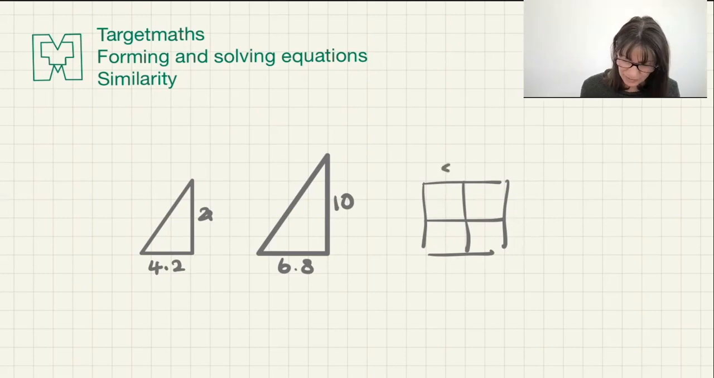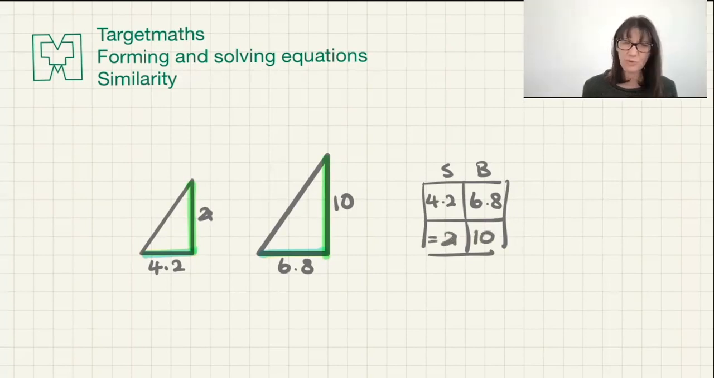Okay, so I've got small triangle, big triangle. So I pop my labels on. I take my matching edges, which are these two here. It's not a very bright color. There we go. And I pop them side by side. So 4.2 is on the small triangle, 6.8 is on the big triangle. And then obviously these two match. I've got 10 on the big, and A is what I'm trying to equal.